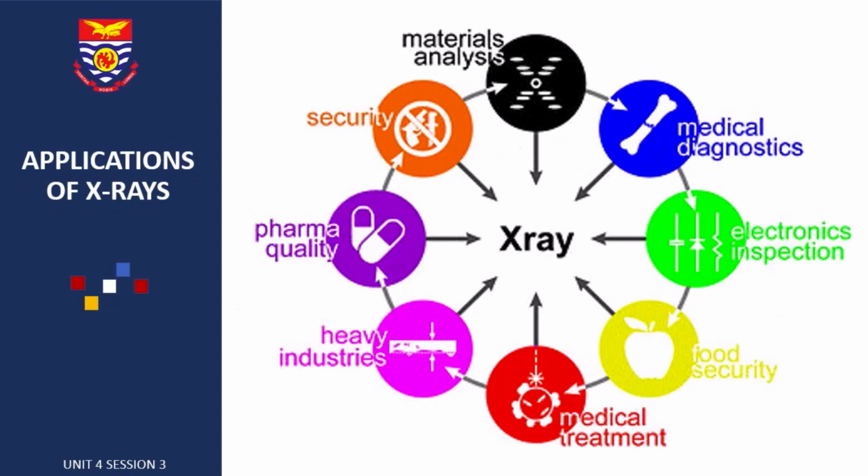Let's look at the applications of X-rays. Most applications of X-rays are based on their ability to pass through matter. This ability varies with different substances. For example, wood, flesh and tissue are all easily penetrated as compared to denser substances such as lead and bones, which are very opaque.